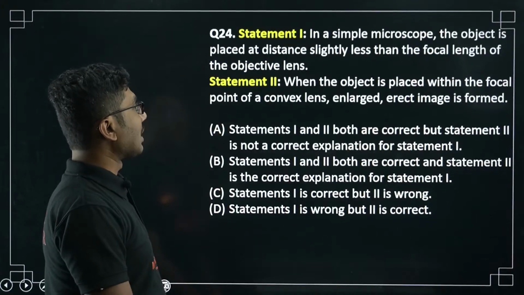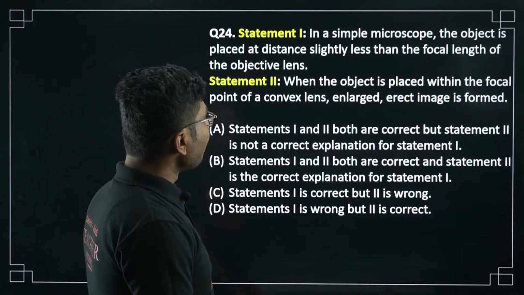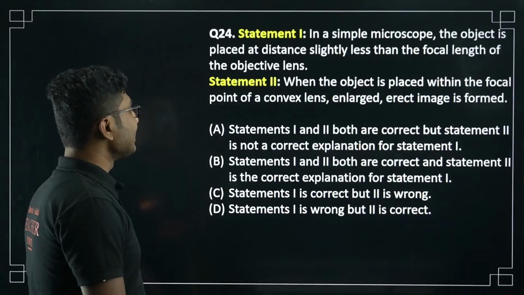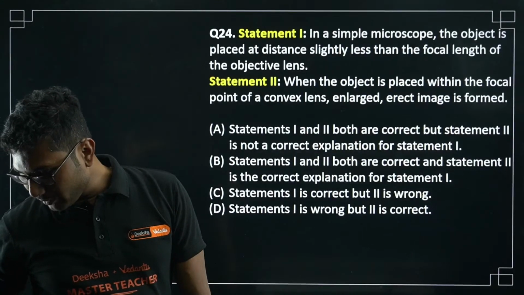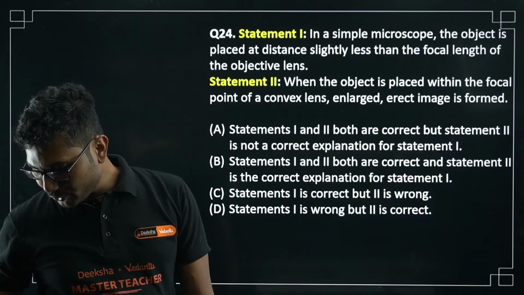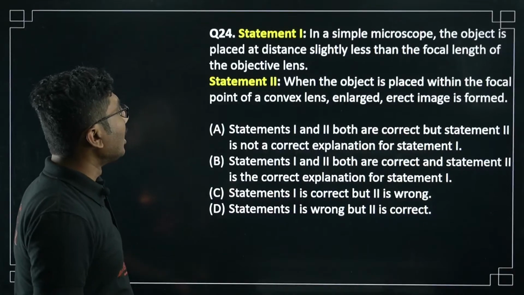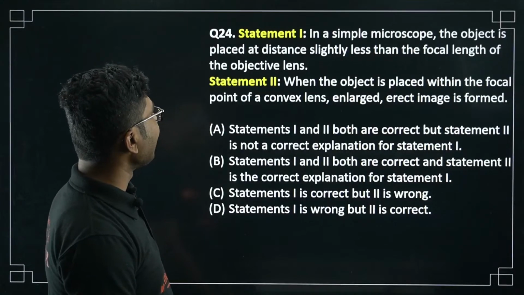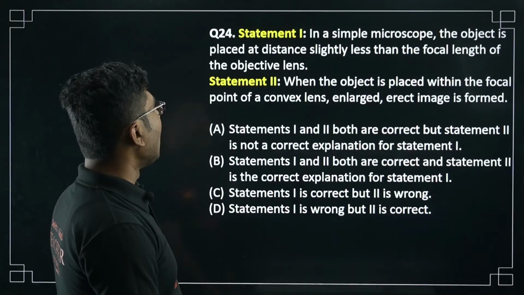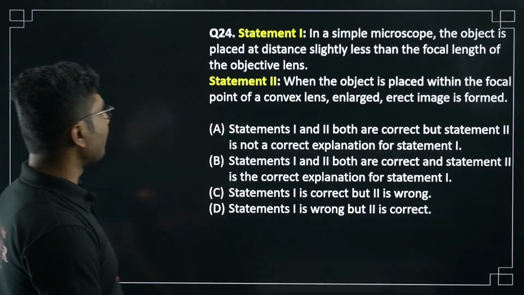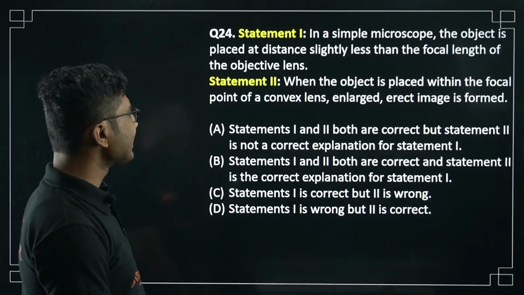Now question number 24, another statement based question, as I said, from the past as well. In simple microscope, the object is placed at a distance slightly less than that of the focal length. Most of you have answered wrong. In a simple microscope, the object is placed at a distance slightly less than the focal length of the objective lens. When the object is placed within the focal point of a convex lens, an enlarged erect image is formed. Okay, now let's see which is correct.